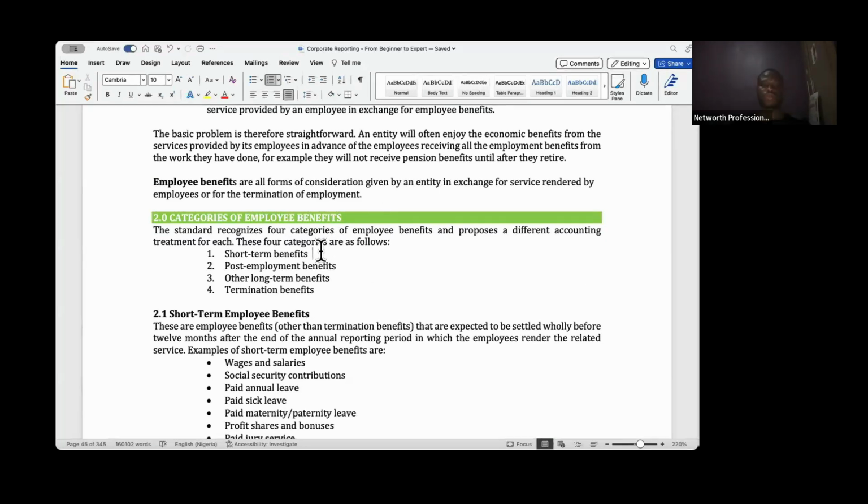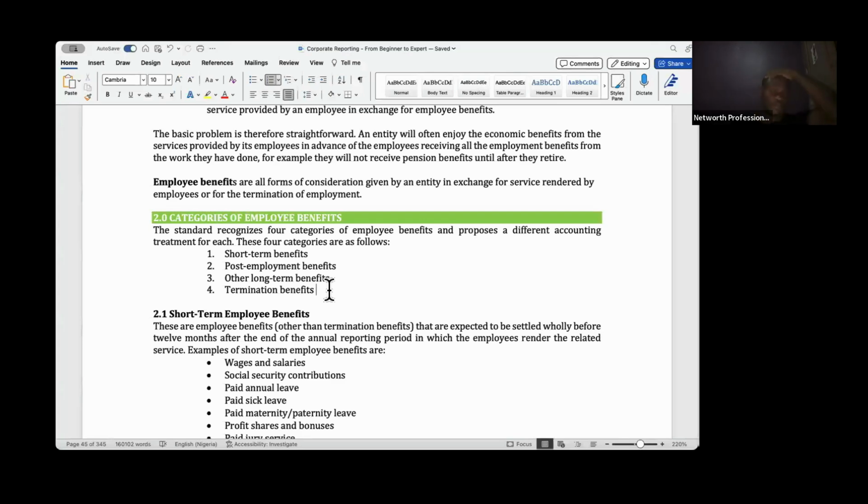benefits to the post-employment benefits. Then we said we also have the other long-term benefits. And finally, there are the termination benefits. We said that our focus is going to be on the short-term benefits and also on the post-employment benefits. So I will discuss briefly today the other long-term benefits as well as the termination benefits.